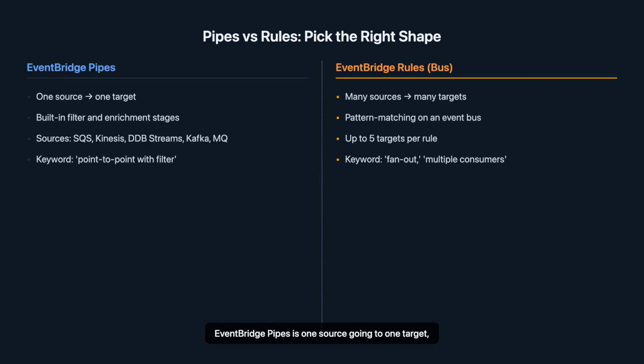EventBridge Pipes is one source going to one target with built-in filter and enrichment stages, drawing from SQS, Kinesis, DynamoDB Streams, Kafka, and MQ. The keyword cue is point-to-point with filter. EventBridge rules, the EventBus side of the service, is many-to-many, doing pattern matching on an event bus with up to 5 targets per rule. Its keyword cues are fan-out and multiple consumers. When you see one of those phrases, you know which one to pick.